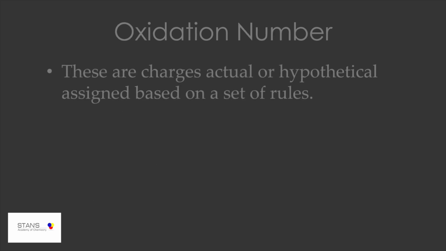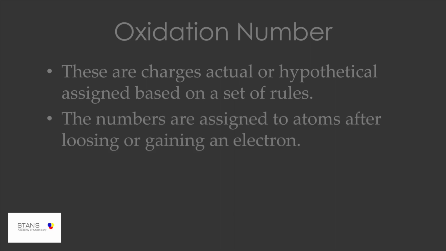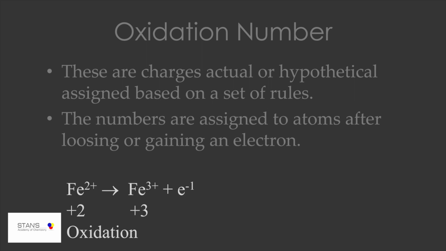Oxidation number. These are charges, actual or hypothetical, assigned based on a set of rules. The numbers are assigned to atoms after losing or gaining electrons in a chemical reaction. For example, you can change Fe2+ to Fe3+, and in the process, the oxidation number of Fe2+, which is +2, changes to +3, which means there is an increase in oxidation number. The process is also referred to as oxidation.